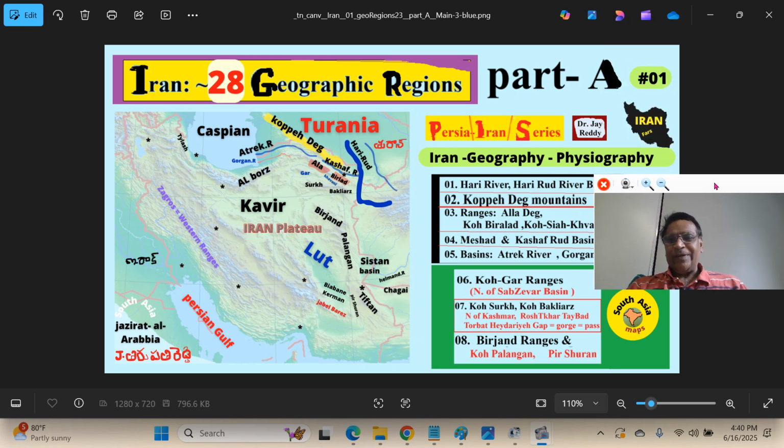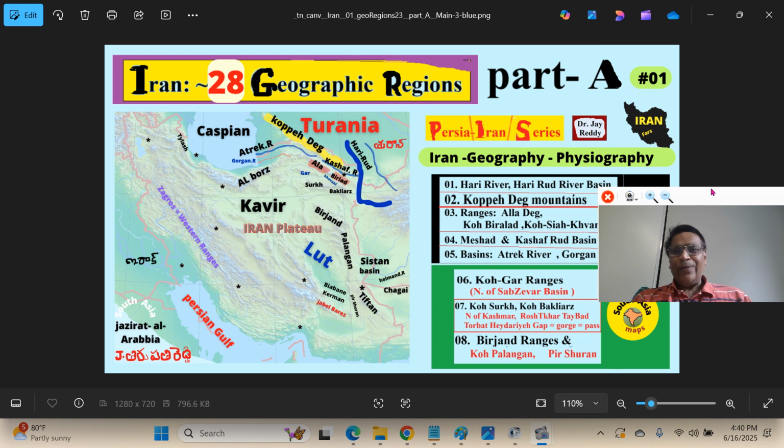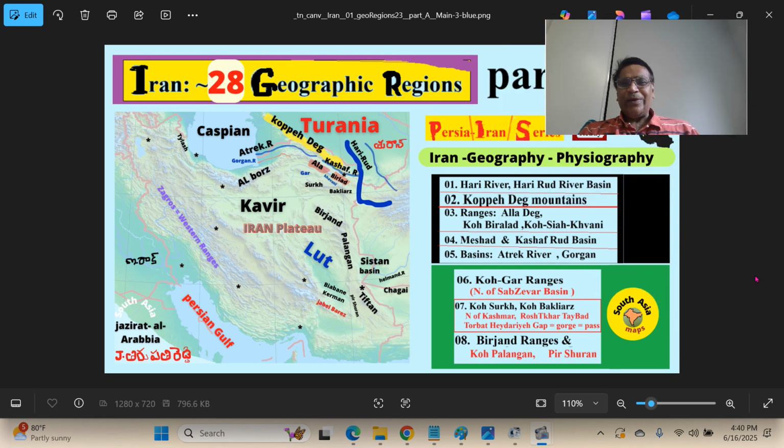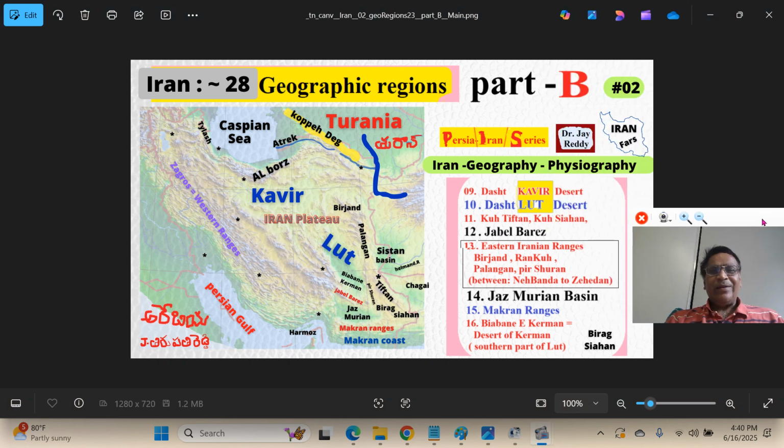We'll continue in the next presentation, part B, Mitrana, covering the other roughly 8 or 9 further physiographic, geographic regions of Persia.